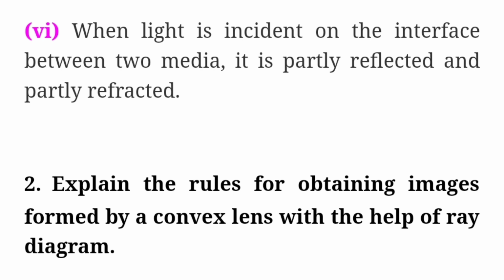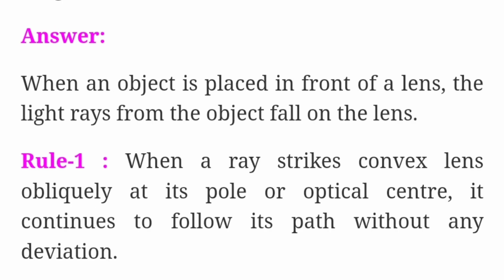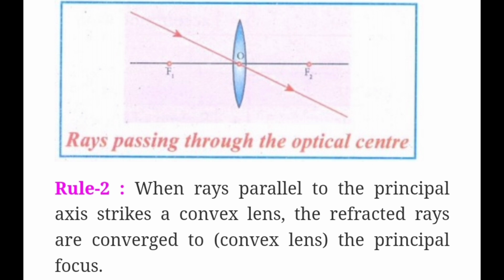Then second question, explain the rules for obtaining images formed by a convex lens with the help of ray diagram. When an object is placed in front of a lens, the light rays from the object fall on the lens. Rule 1. When a ray strikes a convex lens obliquely at its pole or optical center, it continues to follow its path without any deviation. Draw the diagram.